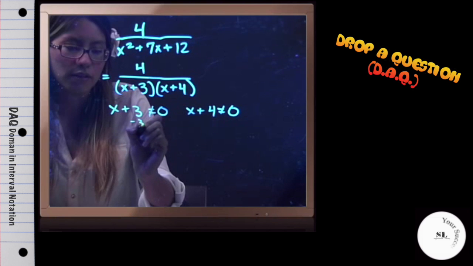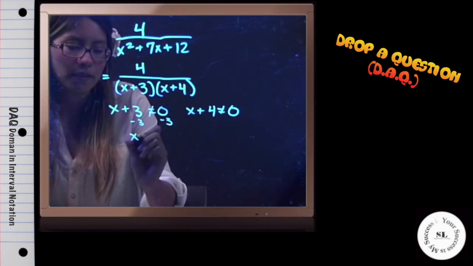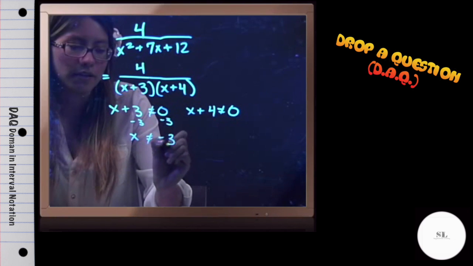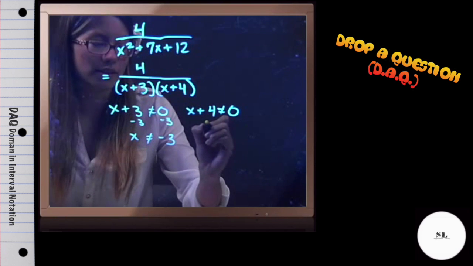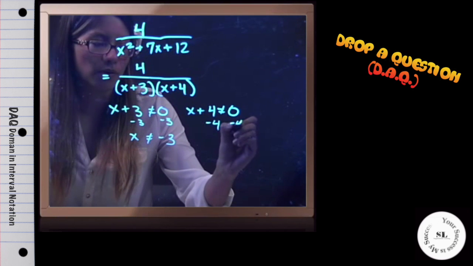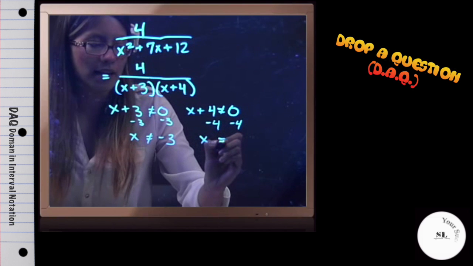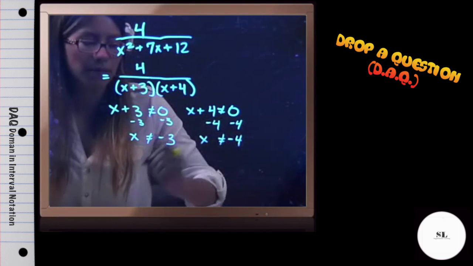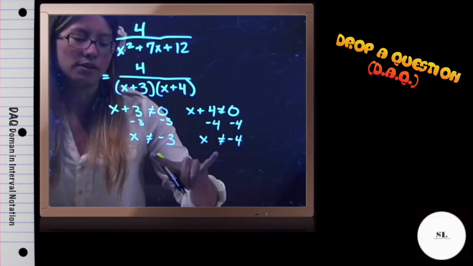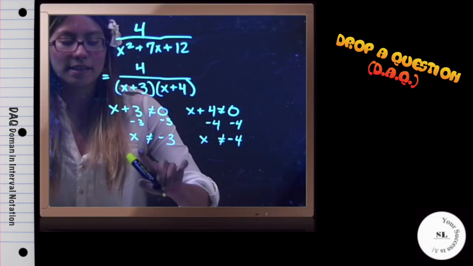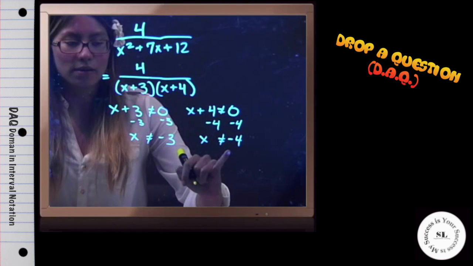So I'm going to subtract 3 from both sides on this side, where x is now not equal to negative 3. And if I do the same on the other side, subtract 4 from both sides, x is not equal to negative 4. So I have two answers for my domain, where x is not equal to negative 3 and x is not equal to negative 4.